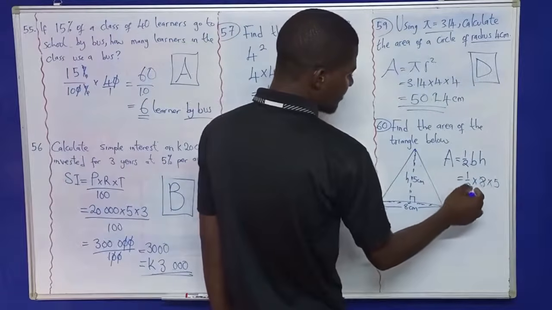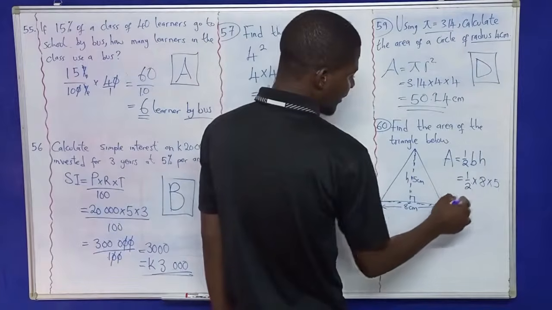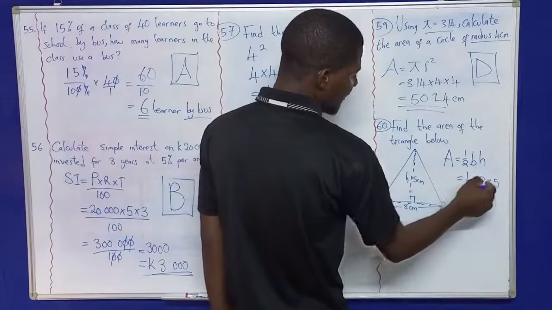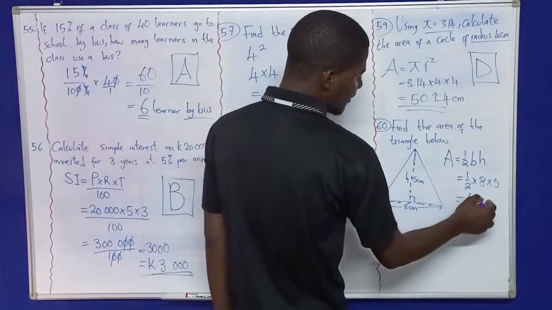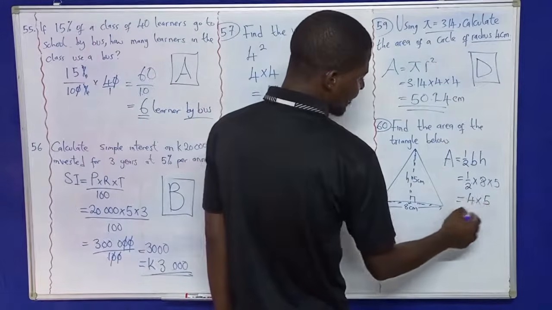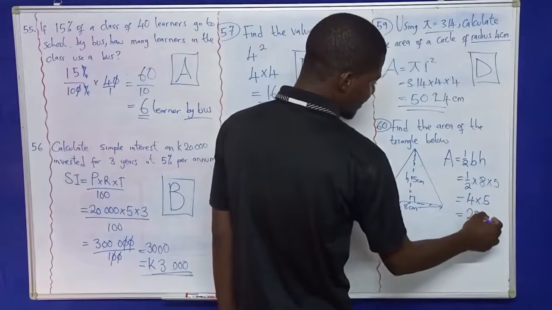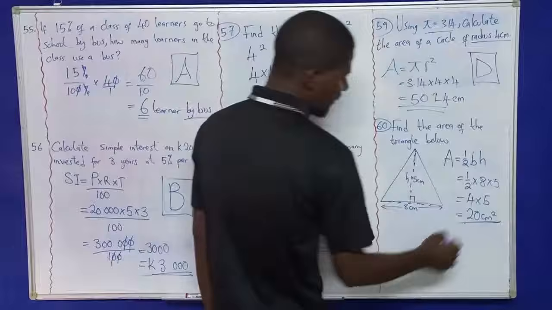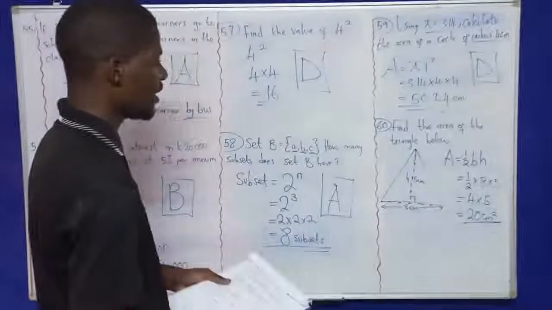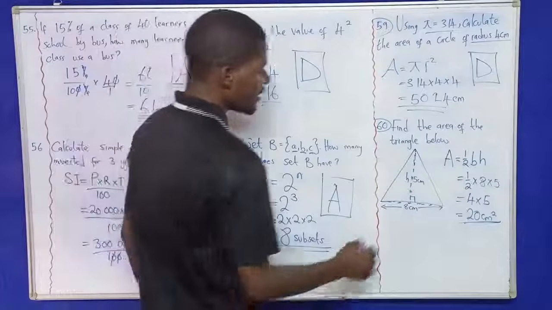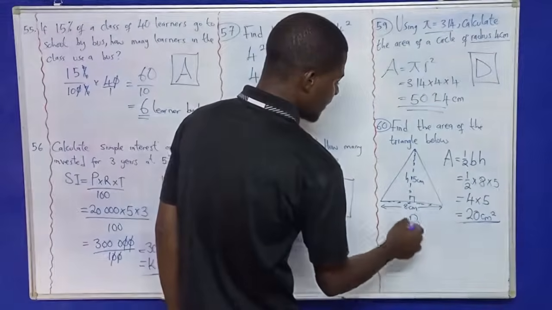So we can first start by multiplying. What is half of 8? It is 4 times 5. Then 4 times 5 gives us 20, and you can say centimeters squared in that way. So our answer for that question was 20 centimeters squared, and 20 centimeters squared came as option B.